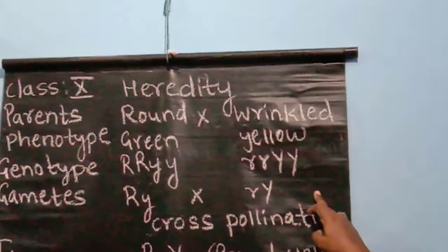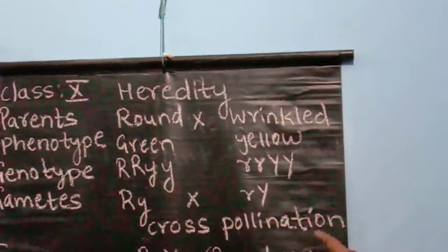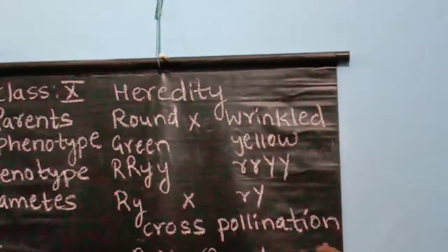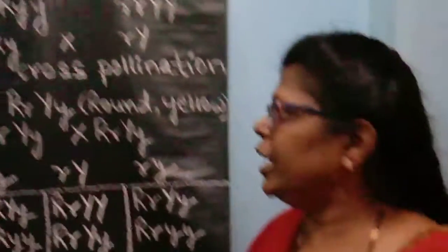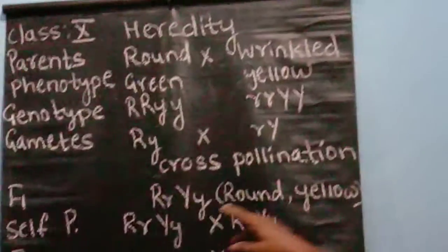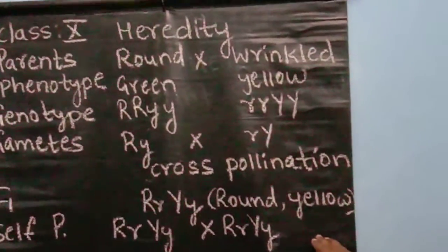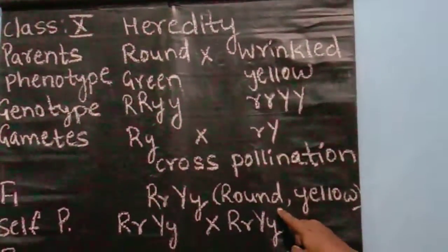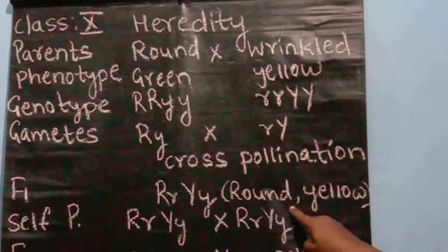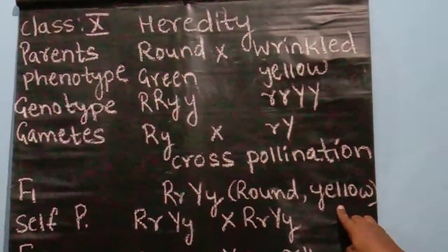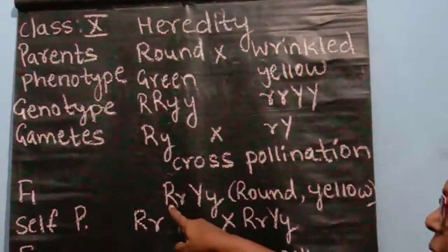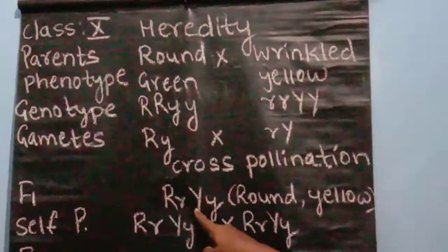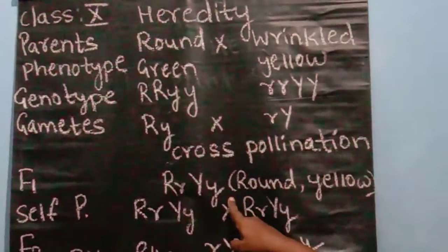Then what did Mendel do, children? He did cross pollination of these plants. Then he got first generation plants. In the first generation plants, what he observed was that the plants were having round seeds, but the color of the seeds was yellow. So capital R into small r, capital Y into small y.